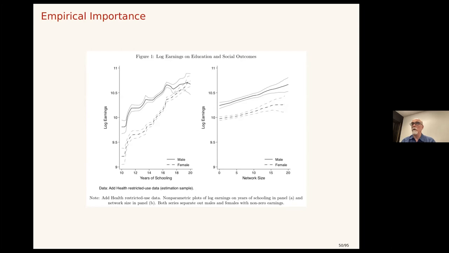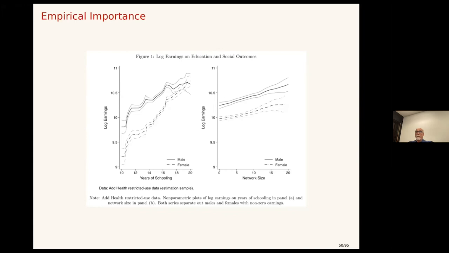Okay, what the authors are interested in, the title is Party On: The Labor Market Returns to Social Networks and Socializing. And what they do is the following. There is a data set, the National Longitudinal Survey of Adolescent Health.